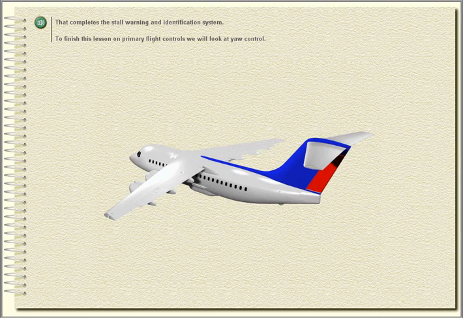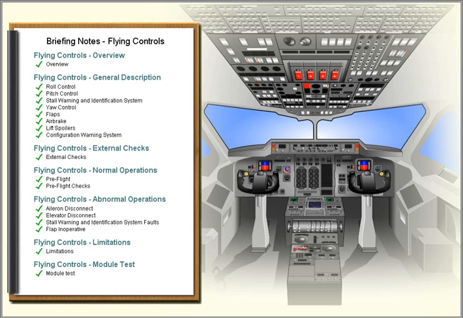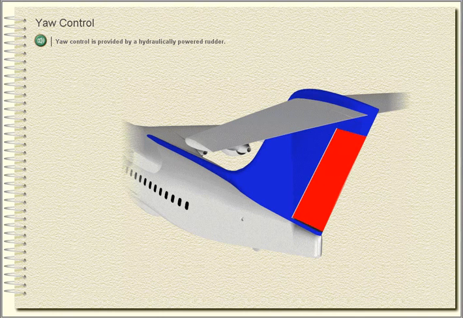That completes the stall warning and identification system. To finish this lesson on primary flight controls, we will look at yaw control. Yaw control.